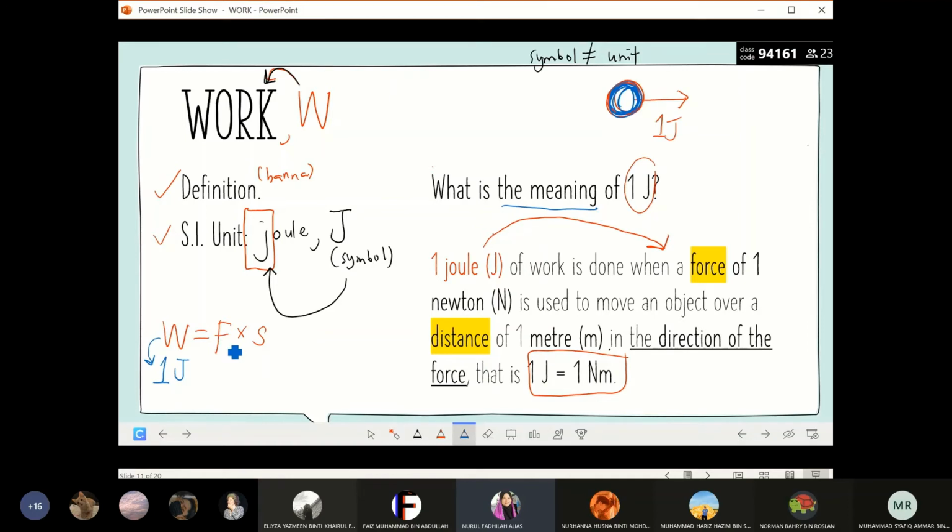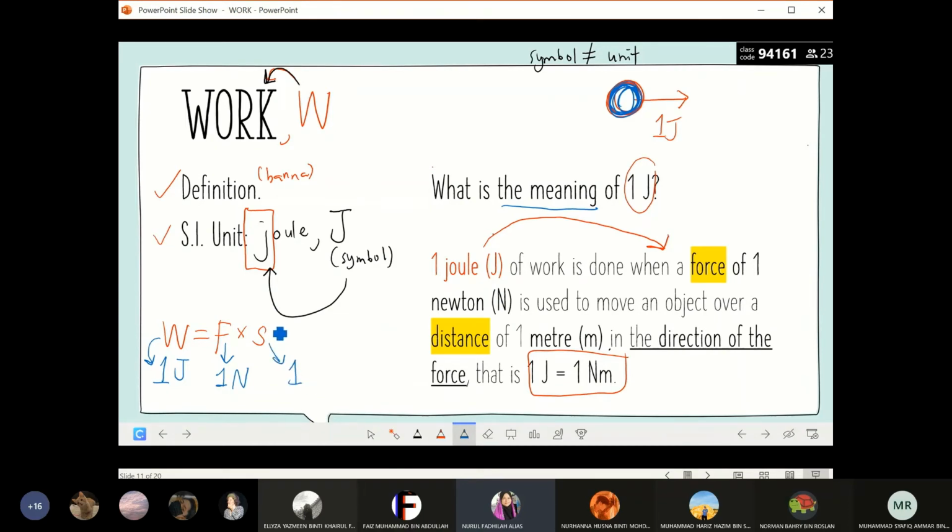1 joule means the ball applies a force of how much? 1 Newton. And then how far does it travel? 1 meter. 1 times 1 is 1. So it cannot be 2 or 3 or 4. It must be 1.